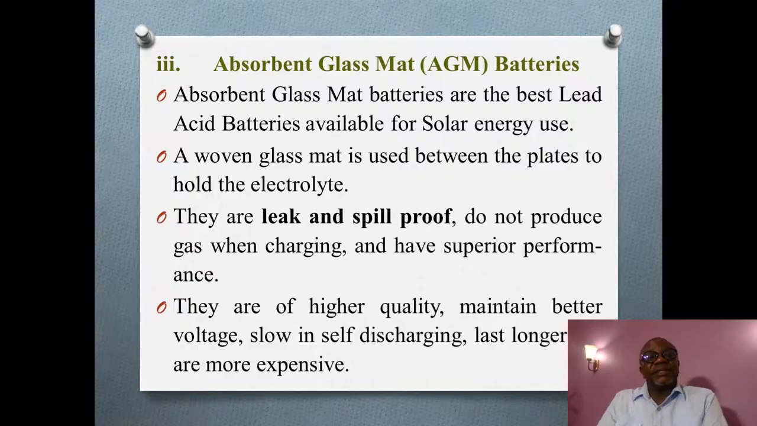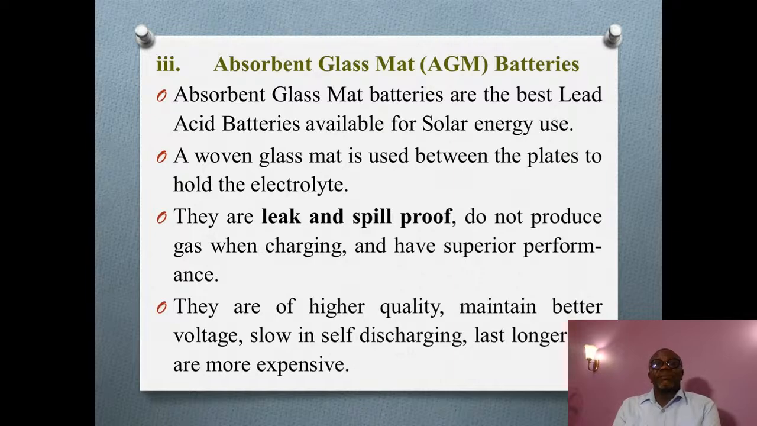The third one is the absorbent glass mat batteries, otherwise known as the AGM batteries. The AGM batteries are the best lead acid batteries available for solar energy system.